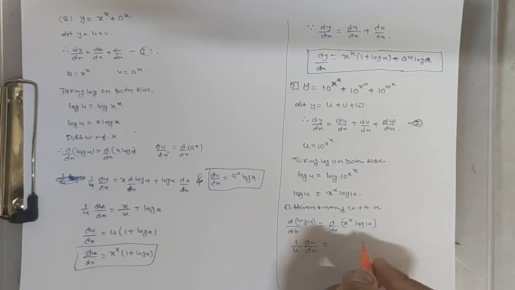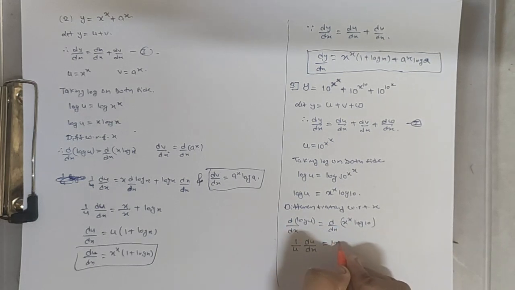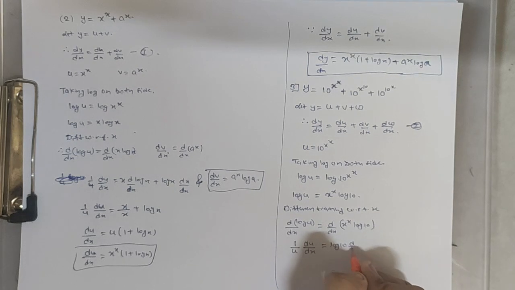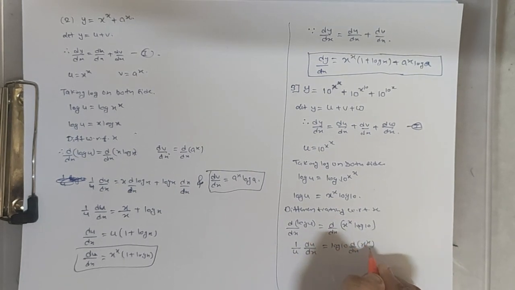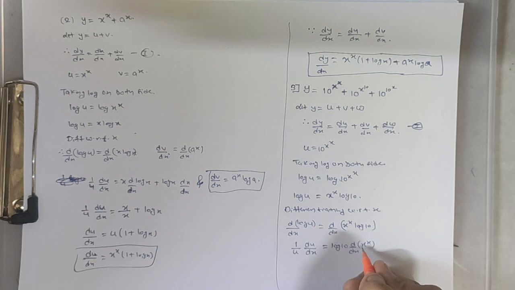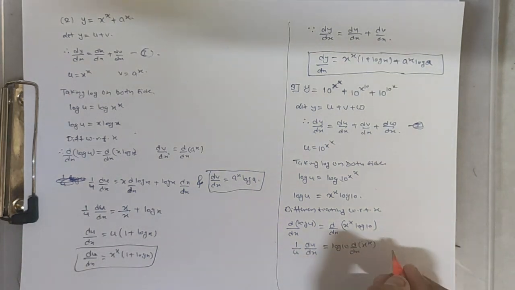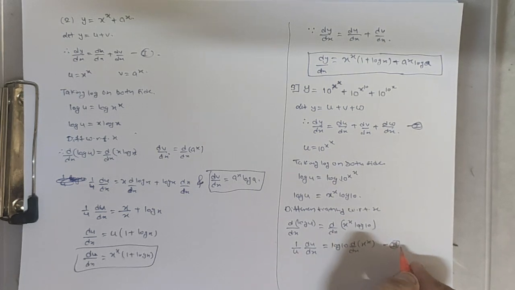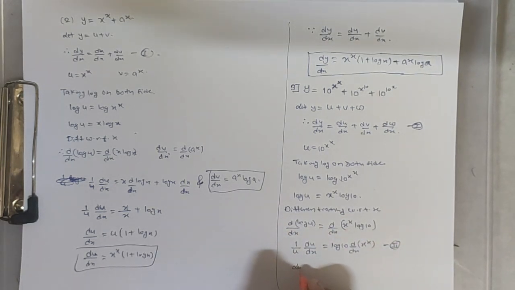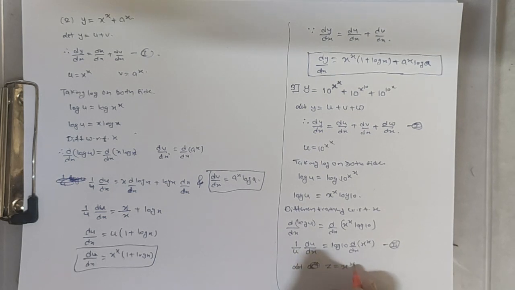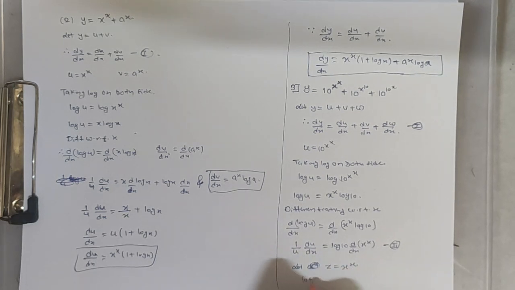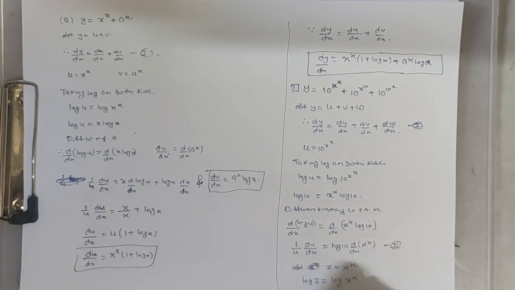is equal to log 10 times the differentiation of x raised to x. Again we will consider x raised to x as z. This is 2. Let z be equal to x raised to x. So log of z is equal to log of x raised to x, taking log on both the sides.